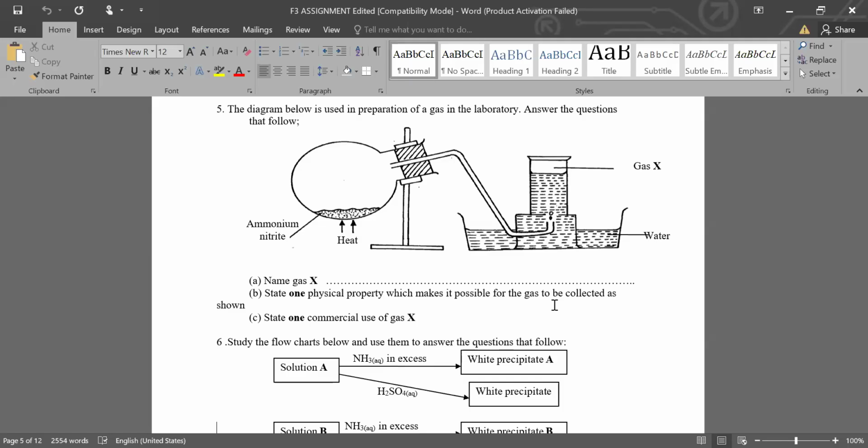Other physical properties of nitrogen are that it is colorless, it doesn't have a smell, and it is insoluble in water.